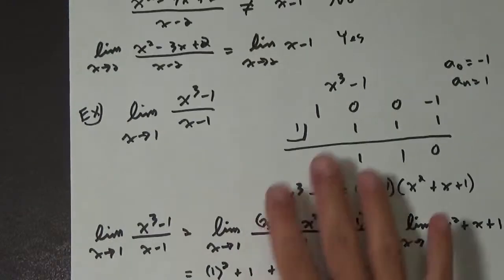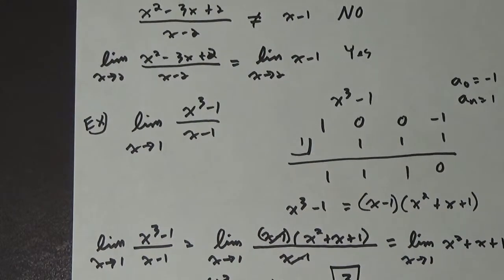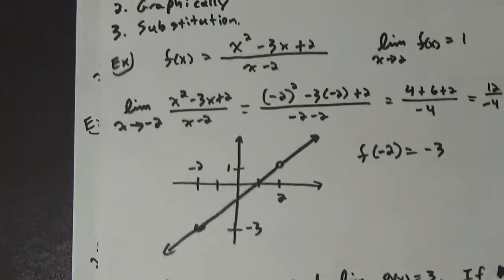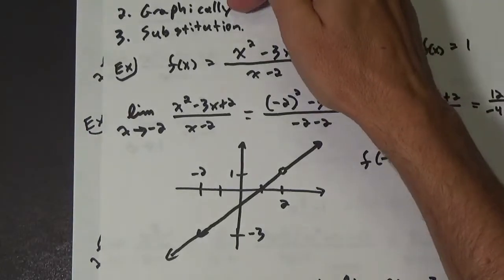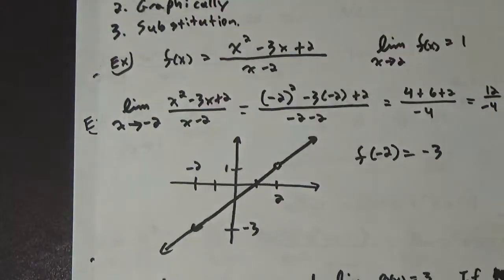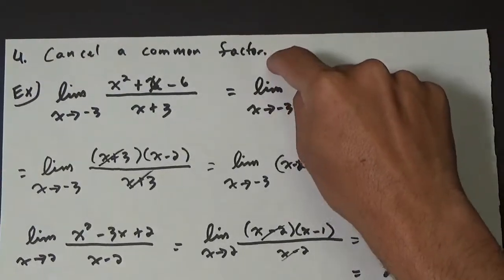So that was just more a review of pre-calculus than anything new for our limit process. So here we have it. We have evaluating limits. We have numerically, graphically, substitution. Always try substitution first. And now we have cancel a common factor.